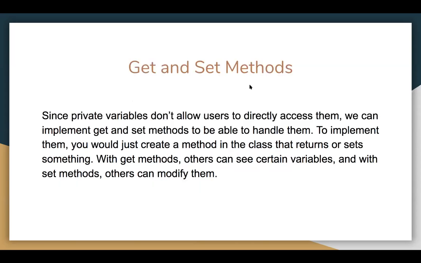Get and set methods. So we discussed private variables. Since private variables don't allow users to directly access them from another class, we can still implement get and set methods to handle them indirectly. To implement them, you would just create a method in the class that returns or sets something. With get methods, others can see certain variables, and with set methods, others can modify them.